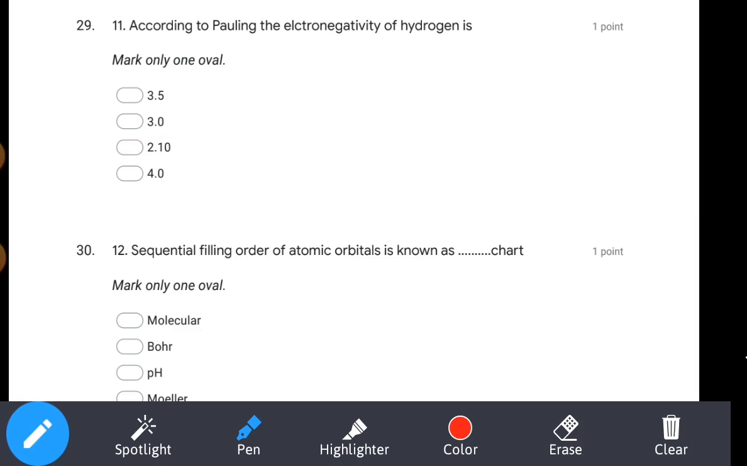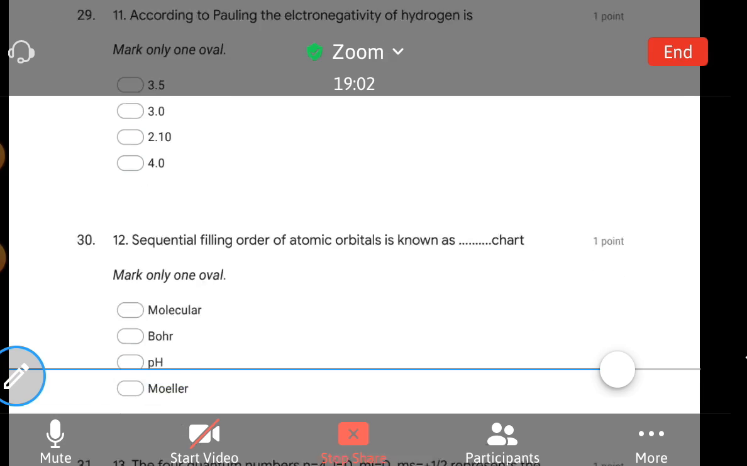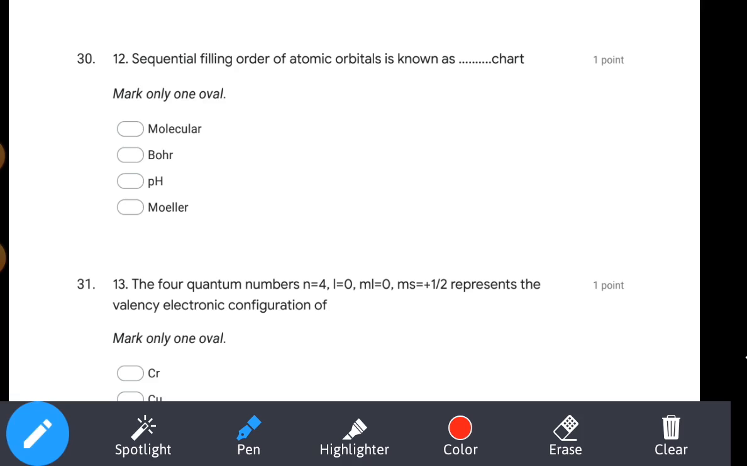Sequence filling of atomic orbitals is known as dash chart. What chart? Aufbau chart. Here it is not molecular chart, it is Aufbau chart. Option D.